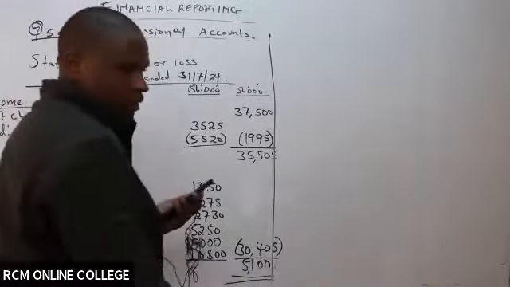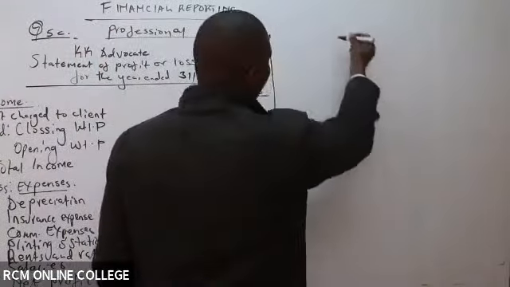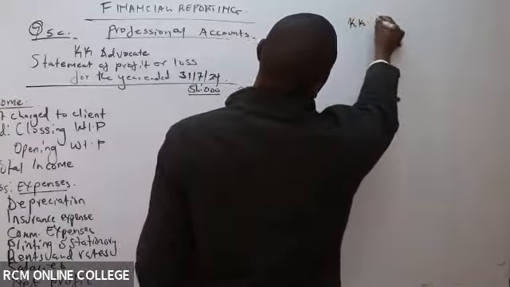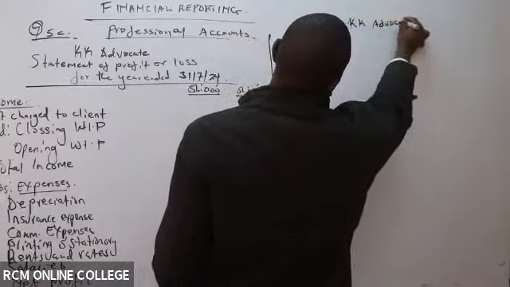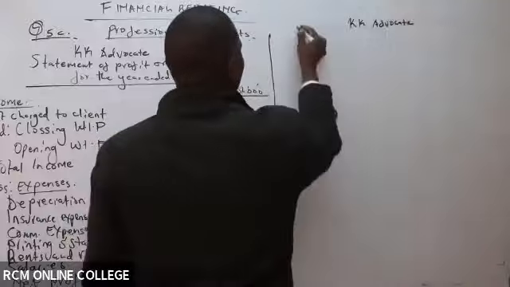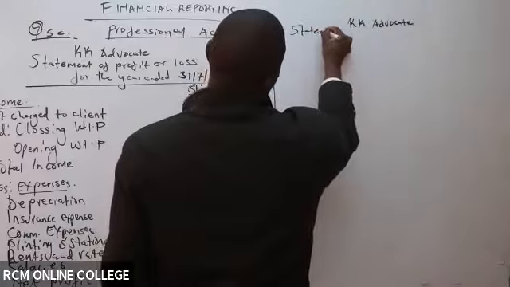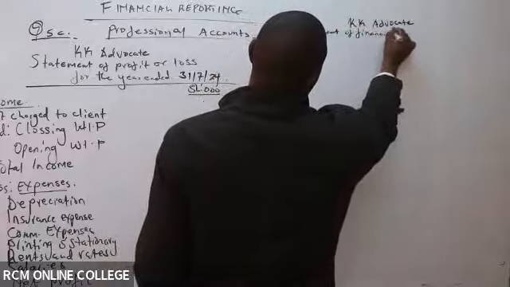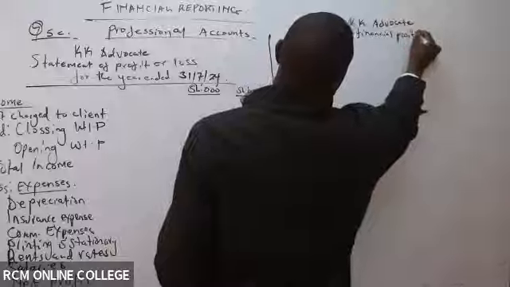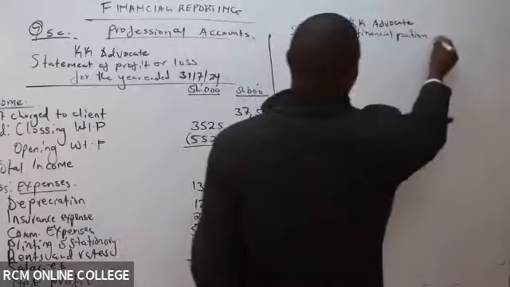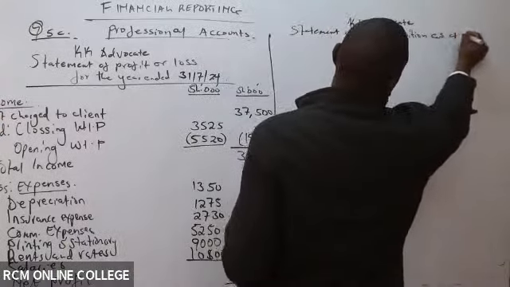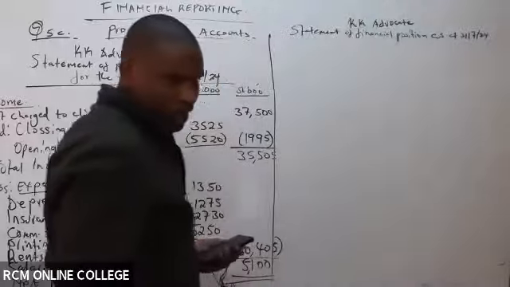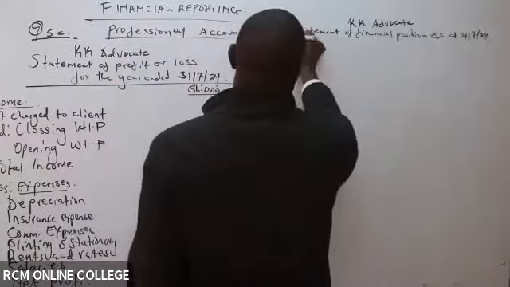Okay, now we can come up with the KK advocate, statement of financial position as at 31st of July 2024.